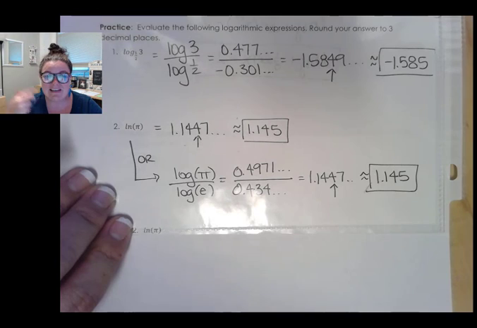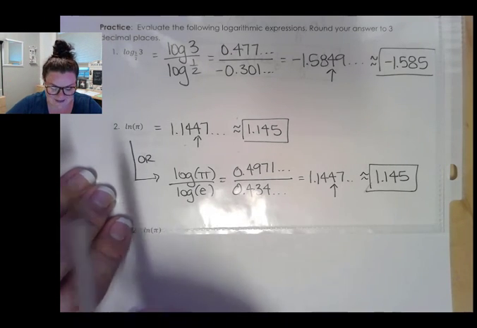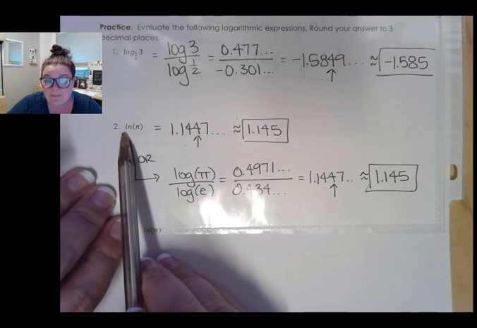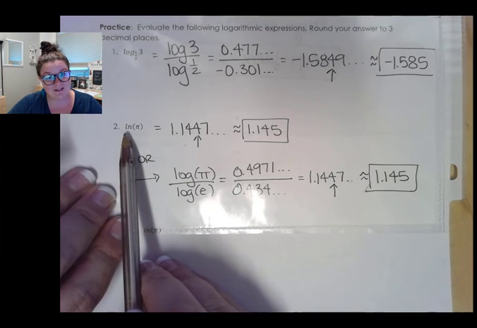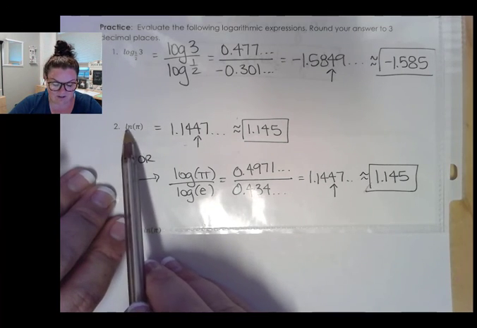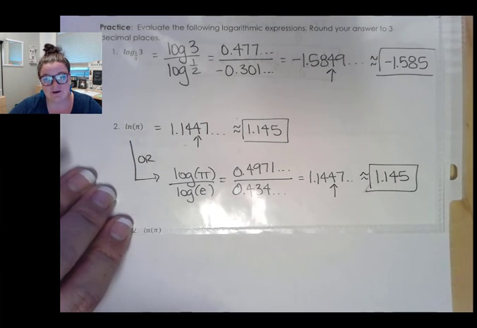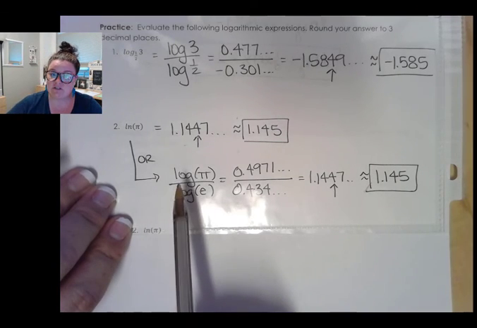Number 2, you could work 2 separate ways. Here we actually don't even need a change of base formula, right? ln is a button on our calculator. We have an ln button. So here you could have just done ln of pi and got your answer and rounded it. Or if you didn't think to do that, we could change it to log.